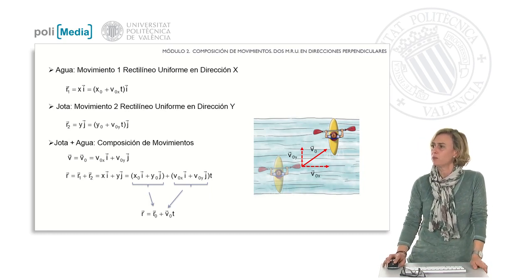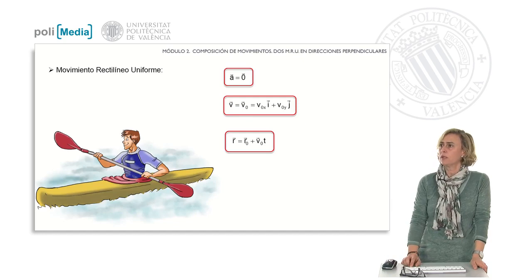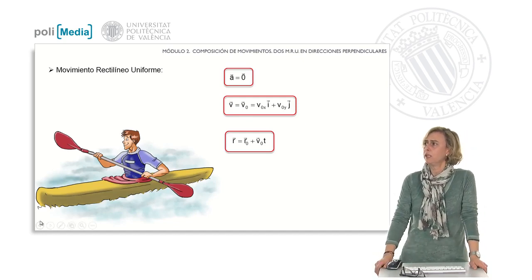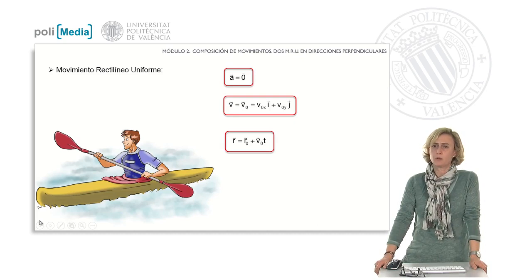Therefore, the composition of these two motions is a position vector that has an initial position vector with x and y components, since the motions are performed in perpendicular directions, and a vector v, which in this case also has x and y components. Therefore, the composition of two rectilinear and uniform motions in perpendicular directions is a rectilinear and uniform motion. The acceleration is 0.